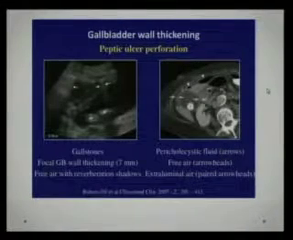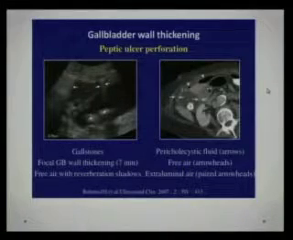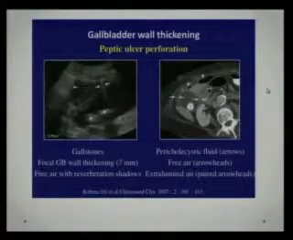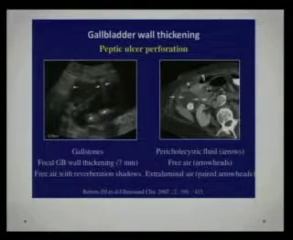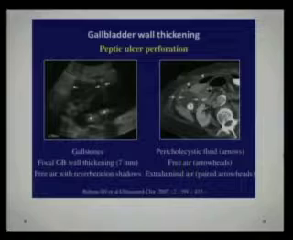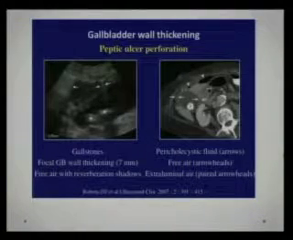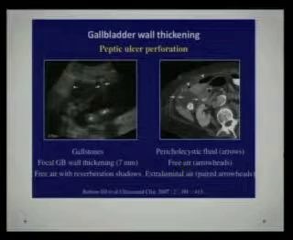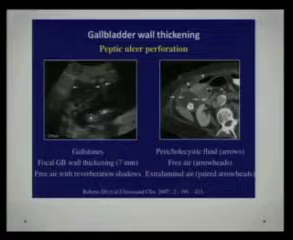All right, let's go to gallbladder wall thickening. This is a patient who had peptic ulcer perforation, as we can see with the adjoining CT scan. We see this focus of air, and of course abundant pneumoperitoneum right adjacent to the ulcer. We see gallstones, focal gallbladder wall thickening measuring 7 millimeters, and free air with the reverberation shadows.